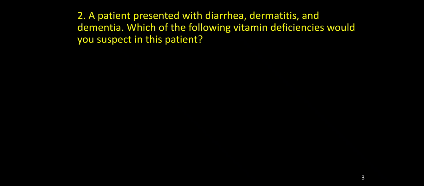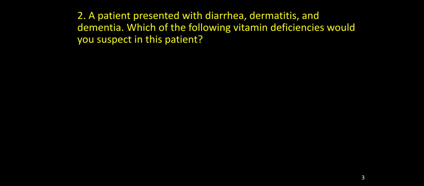Now another MCQ: a patient presented with diarrhea, dermatitis and dementia. Here a typical scenario is given, and from the typical scenario the case is framed. Which of the following vitamin deficiency would you suspect in this patient? In vitamin deficiency, you have to directly jump over to vitamins A, D, E, K, the fat soluble vitamins, B complex and vitamin C. Diarrhea, dermatitis and dementia is particularly the classical picture of pellagra. Pellagra occurs in a deficiency of niacin, that is vitamin B3.